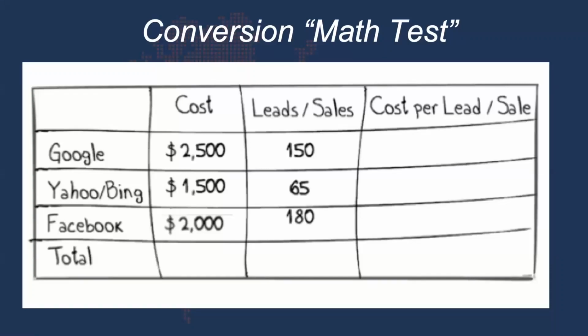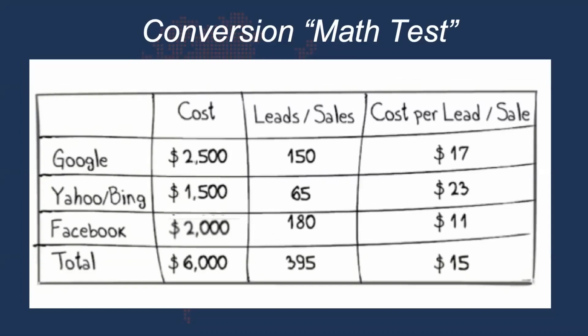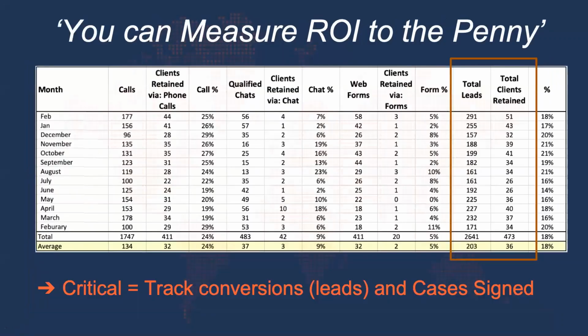So you can grab a screenshot of this if you want to do the test yourself, or here I'll give you the answers. And basically in this example, the lowest cost per lead was Facebook, slightly better than Google. So we do this for all our clients, and we're very, very precise. For example, here's a client.